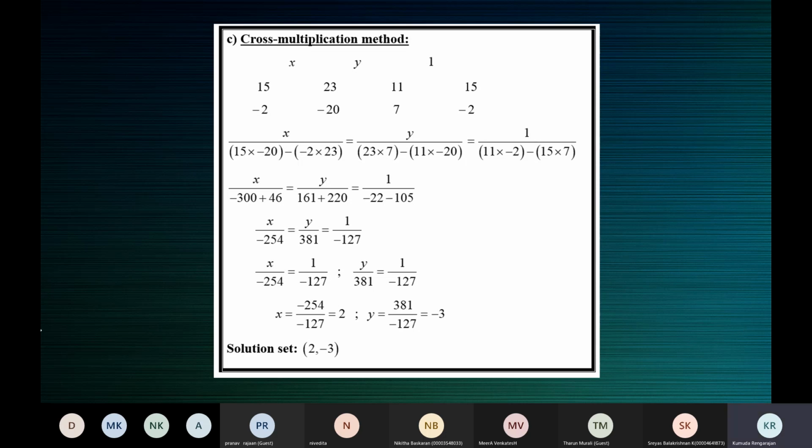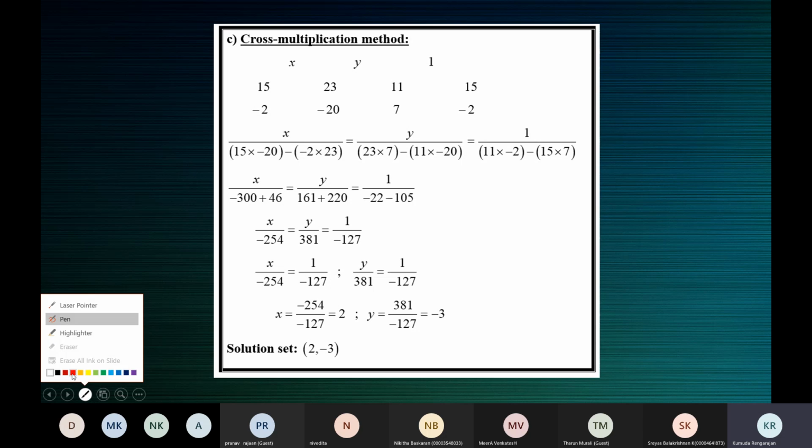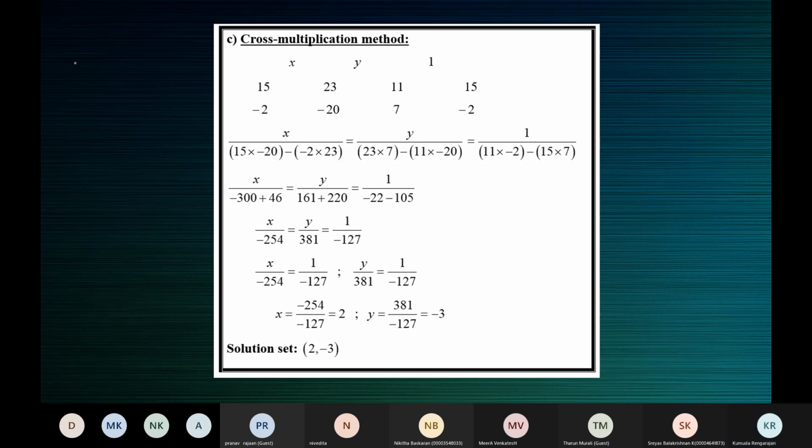I'm so sorry to bother you. Please come again with the equations, children. 11x plus 15y plus 23 is equal to 0. Okay. 7x minus 2y minus 20 is equal to 0. All right, thanks. All right, children.